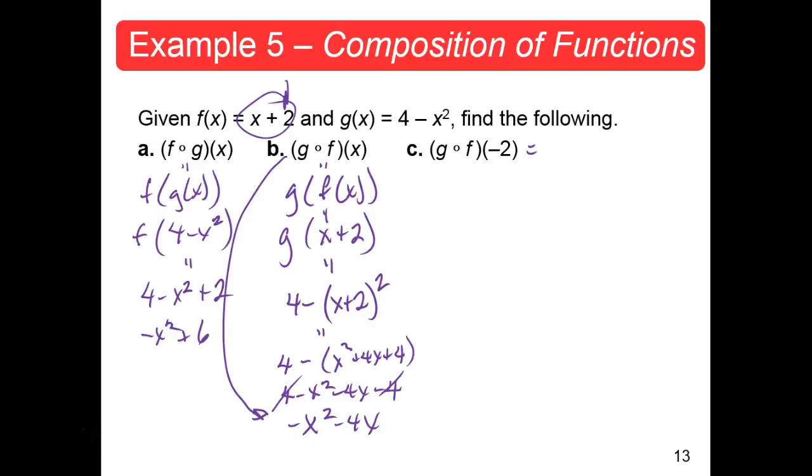Just plug it in. Good old plug and chug, you know? Okay. Plug in the minus 2 into what g of f of x is. You've already done all that work. Don't redo it. Just plug in what you already have. So what would that be? Minus a minus 2 squared minus 4 times negative 2. Very good.